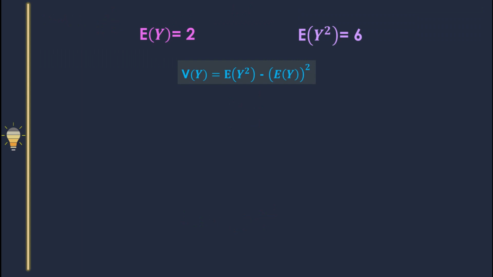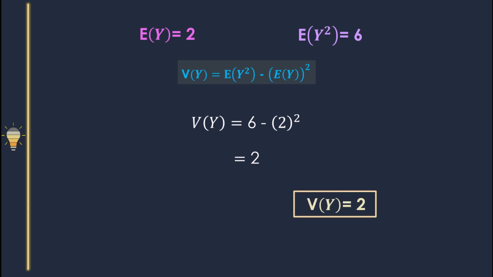Now we know all the information we need. So we can use this formula: the variance of Y equals the expected value of Y squared minus the expected value of Y, whole squared. That is 6 minus 2 squared, which is 2. That is the variance of Y.